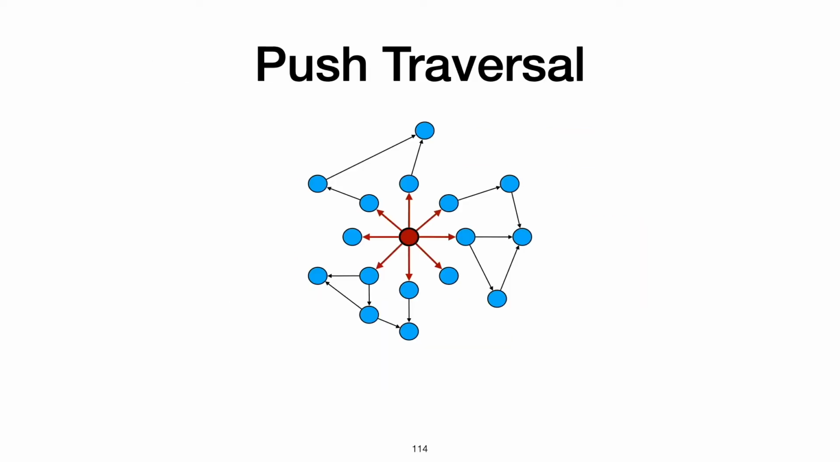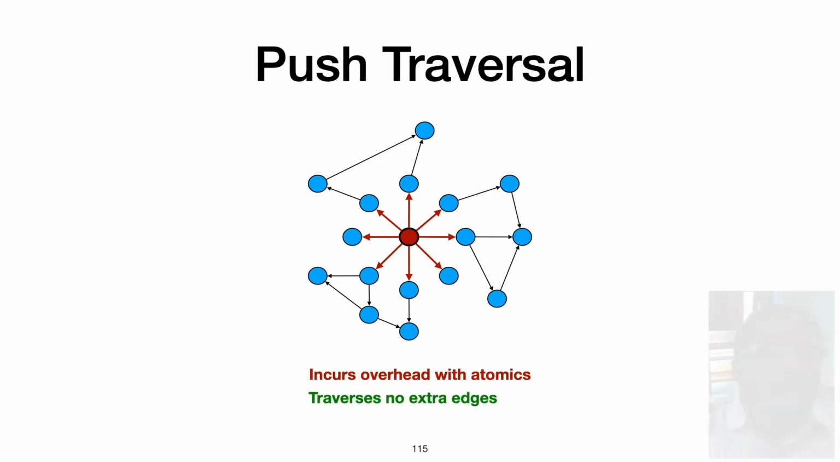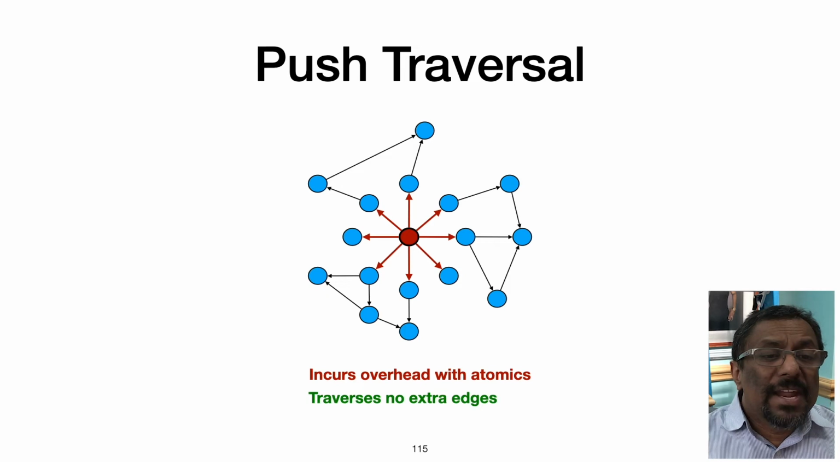For example, when you want to traverse, one way to do this is push traversal. That means the value you want to propagate, you take the value and give it to everybody else. However, because I am updating all my neighbors, if we are doing this in parallel, I might have to use atomics. I can't just update everybody because I might have race conditions. So updates might have to be done with atomics. But then I don't have any overhead. I am only updating the things I know need a new value, because I am the one who knows that the new value is different and that I need to update.